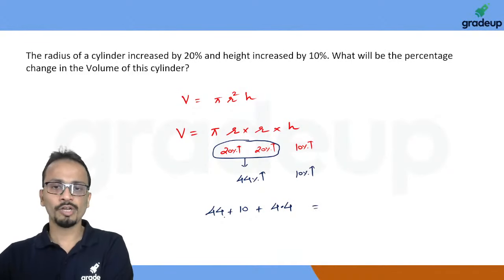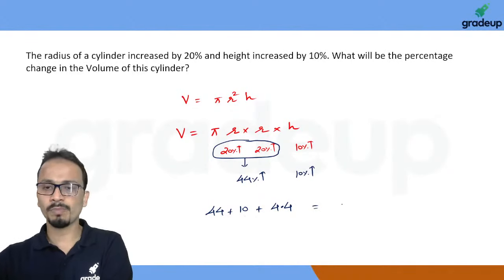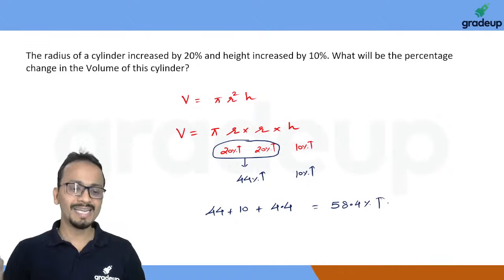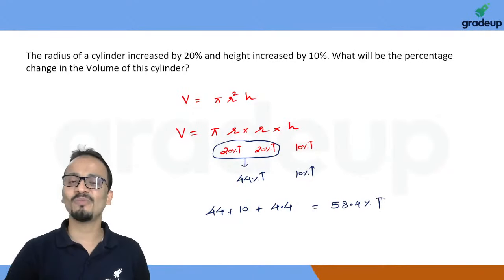All right. So 44 plus 10 is 54. 54 plus 4.4 is 58.4 percent increase. So this will be the net percentage increase in the volume of the cylinder.